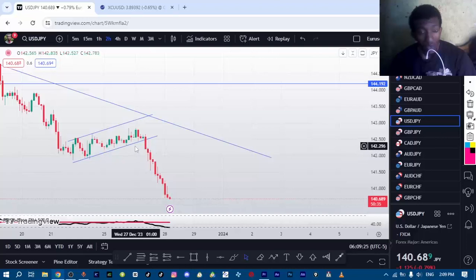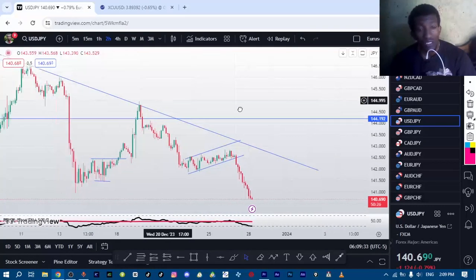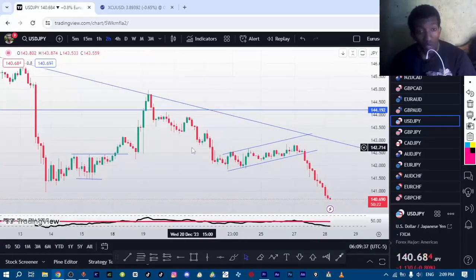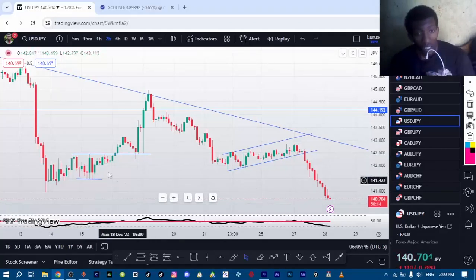So Dollar-Yen could have been a great trade. As you can see, this is beautiful. That's why I tell you that this breakout strategy is just amazing. It is simple and it's powerful. Look at this here: 1, 2, 3. Isn't this clean? It is clean and beautiful.